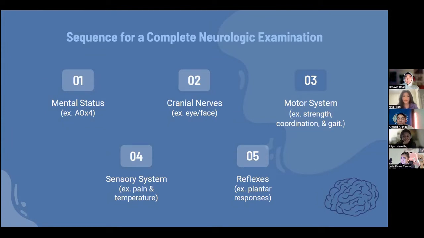And then after that, you would check the sensory system. So you would see how they react to pain and temperature and light sensations. And after that, you would move on to reflexes. So you would check their reflexes and their responses.